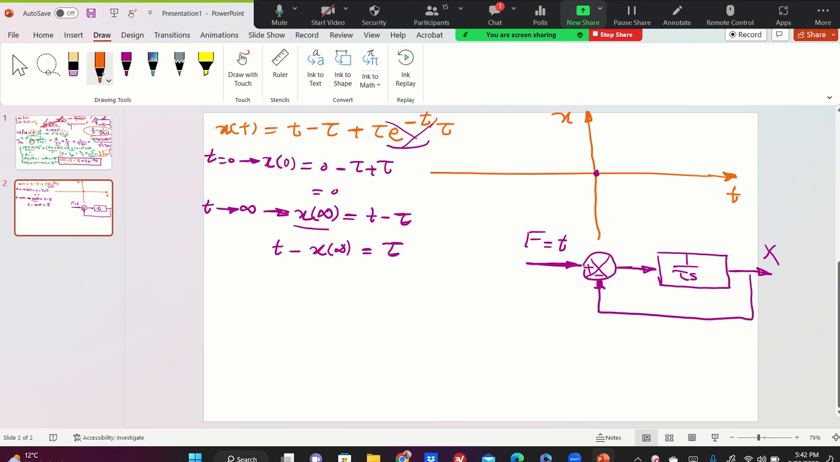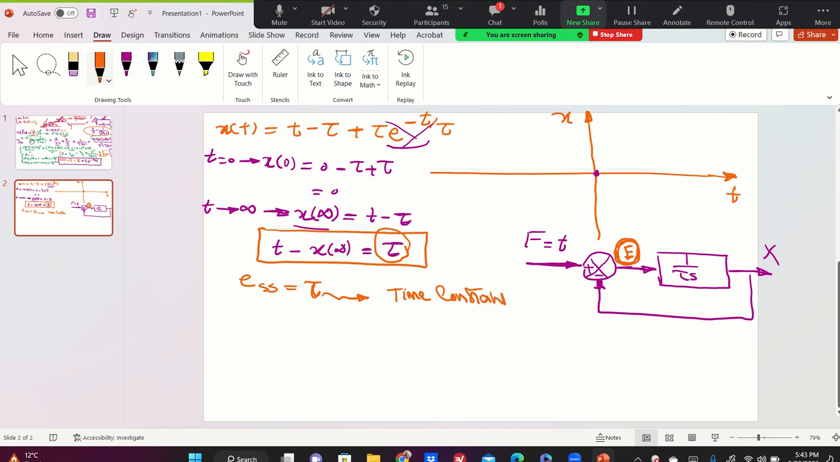So you tell me, what's the name of this signal in control? What's the name? Yes, error signal, E. So it says that you have a constant error signal. So e_ss, you have a steady state error signal, which is tau, a constant number. And we know the name of this is the time constant we defined for the first order system. Time constant. You have a steady state error signal.